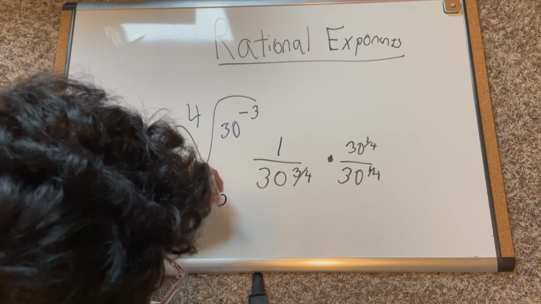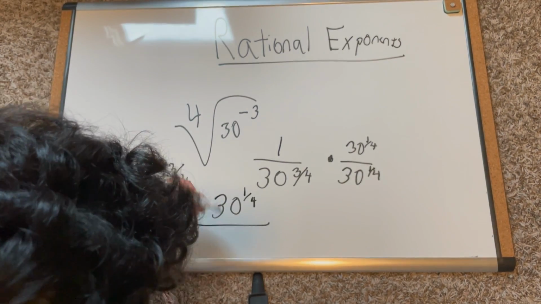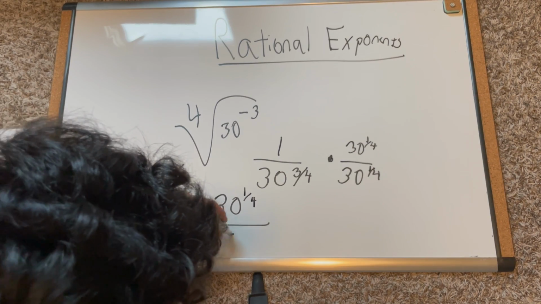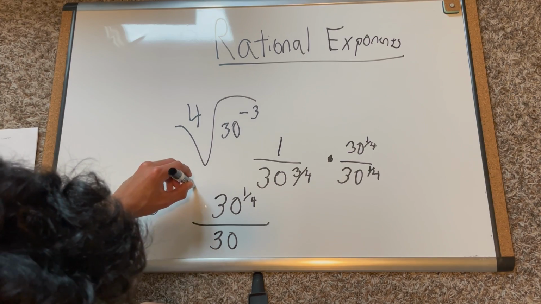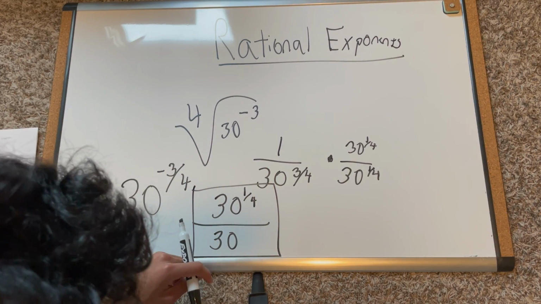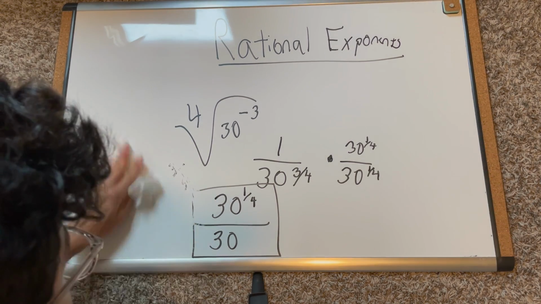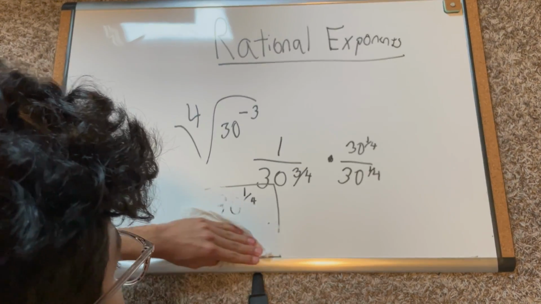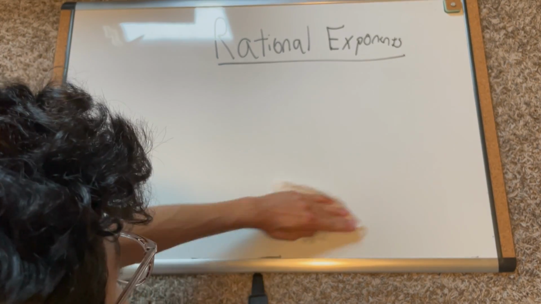So once you do that, you get 30 to the 1/4 over 30. And that is your answer, because you cannot 4th root 30. So that's your answer for that question. And let's go for next question. But this one we're actually going to be solving. Right here, we're just looking for the 4th root, and we're looking for the power of an integer form.